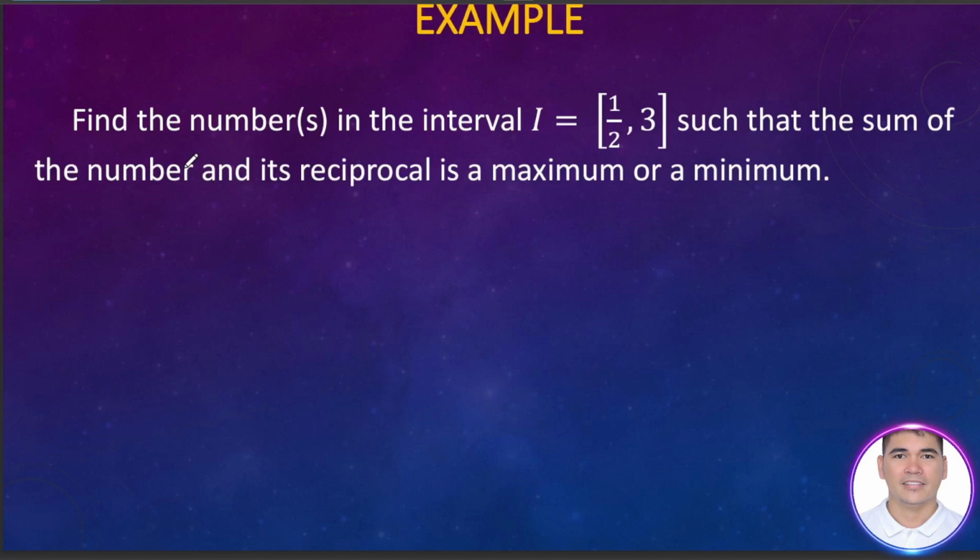Let x be the required number except 0. Kasi yung 0, wala po siyang reciprocal. So, let x be the required number if it exists. Since we are still to establish it po, kung meron bang number na ganun. Now, we have the function for this problem given by f of x equals x. Nakabase po tayo dito sa statement na the sum of the number and its reciprocal. So, yung number natin dito is x, yung x plus yung reciprocal niya.